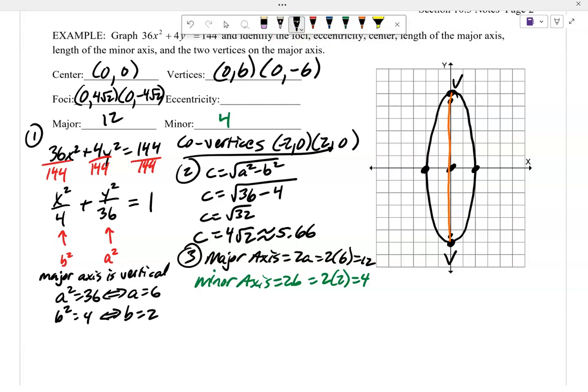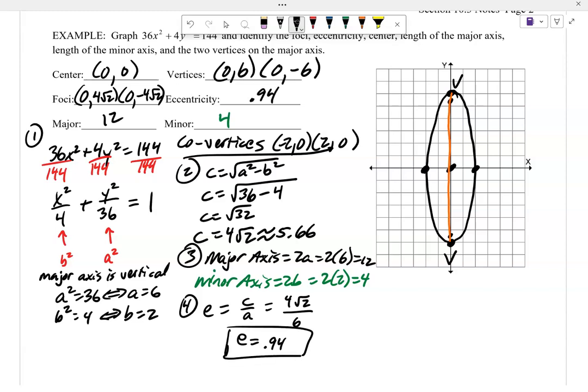Let's go ahead and find the eccentricity. How elongated is this? c over a. So that would be 4 root 2 or 5.66 divided by 6. Let's see, that would be 0.94. Okay.